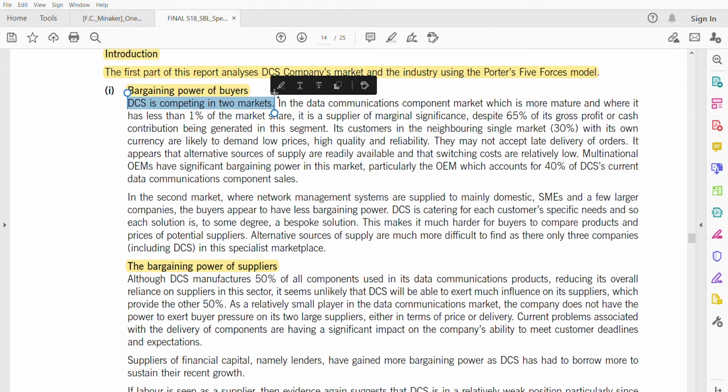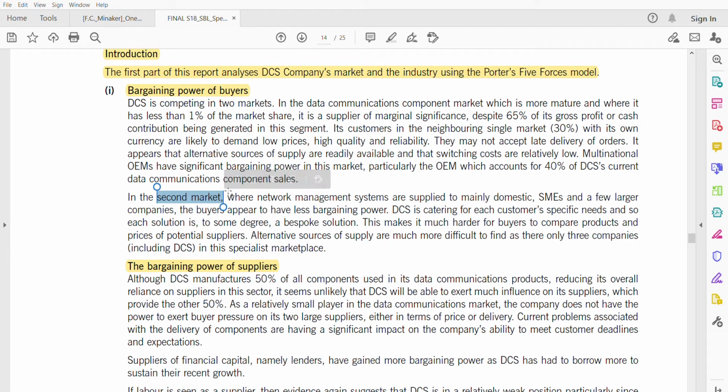Just directly they have picked from the exhibits and wrote here. DCS is competing in 2 markets. This is also given in the introduction, also given in exhibits. I guess exhibit 1, yes, exhibit 1 is given. DCS is competing in 2 markets. Right? So you can see, you don't have to read the whole sentence, but at least you can see this. Just see data communication component and the second market.